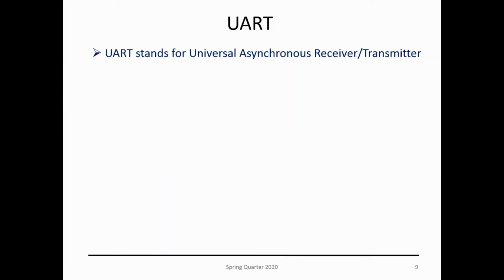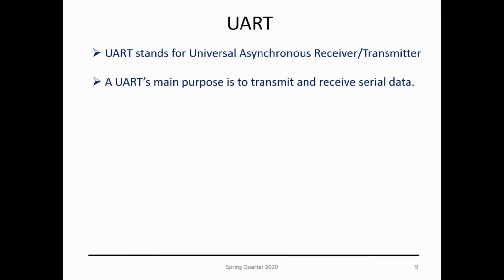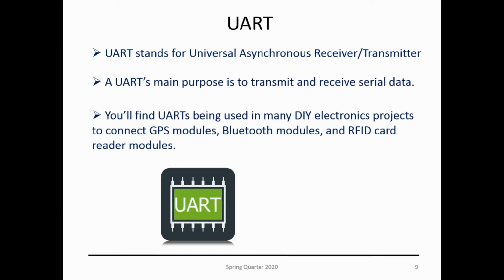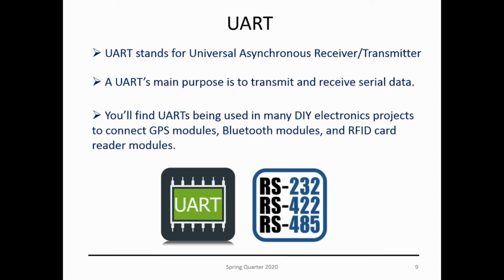So let's go over UART. UART stands for Universal Asynchronous Receiver and Transmitter. The main purpose is to transmit and receive serial data. And you find a lot of UART modules, for example, GPS modules or Bluetooth modules or RFID cards. Since UART got blended with USB by using the FTDI chips, you see UART everywhere. And you see different types of UARTs: the RS-232, the RS-422, and the RS-485.